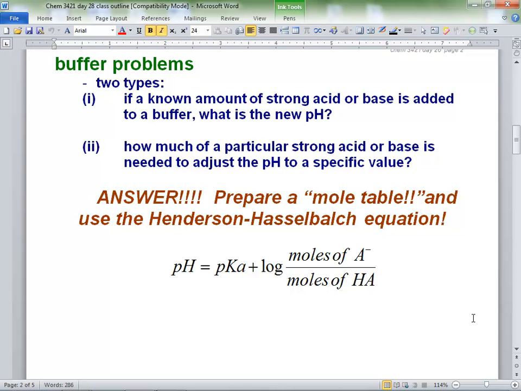If we add a little bit of strong acid or strong base, the pH is going to change a little bit. If you add some strong acid, it's not going to change as much as it would if the buffer wasn't there. But what will the new pH be? Or how much acid can you add and the pH would be that, right?